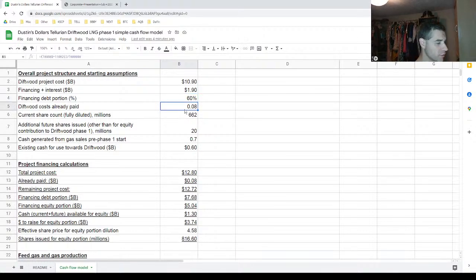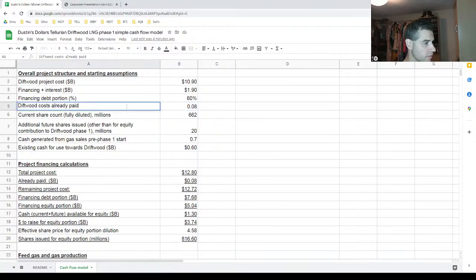I have a section here for Driftwood costs already paid. This is in billions of dollars. And this is a pretty small number now. If someone is using this in the future, maybe another quarter or two, the amount of costs that have already been paid towards Driftwood might be substantial, depending on how things go.